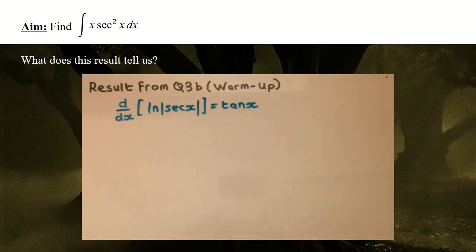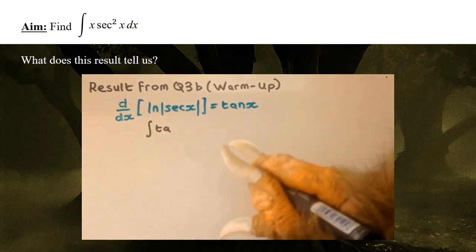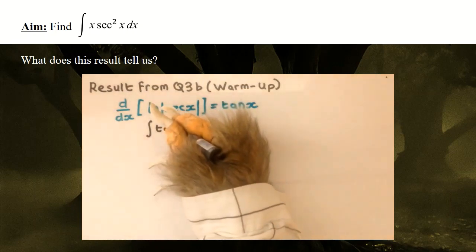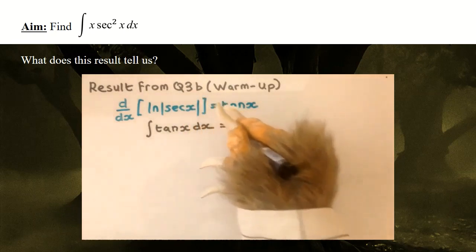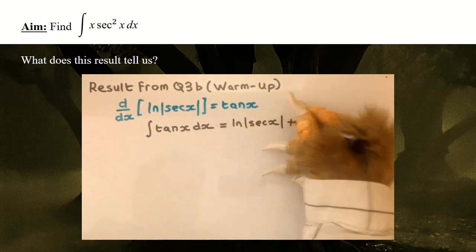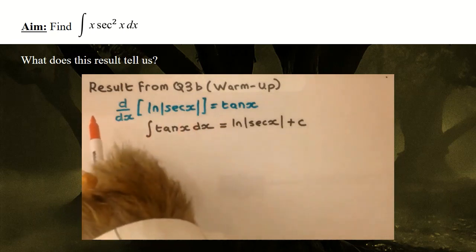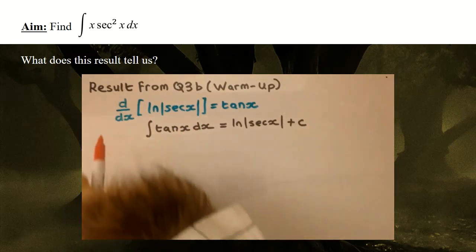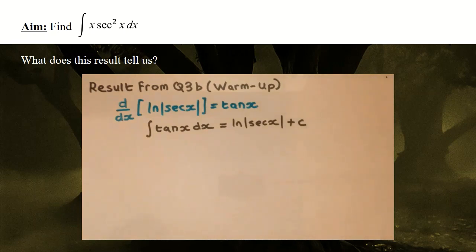So why don't we just write this down? So the integral of tan x dx is equal to the natural log of the modulus of sec x plus the constant of integration. Okay, now in a sense it's as though we have just integrated both sides of this. So you can imagine I've basically just stuck integral signs on both sides, and the integral of a derivative just gives you the function back, and I have the integral of tan x on the right hand side. So that's an important piece of information we're going to use.